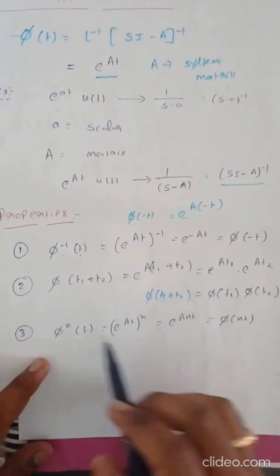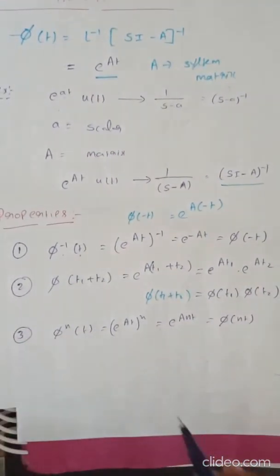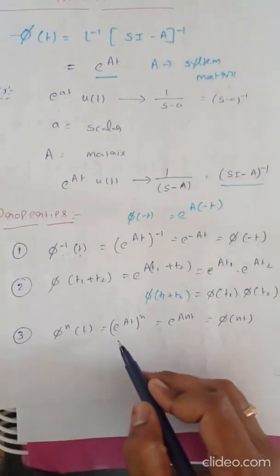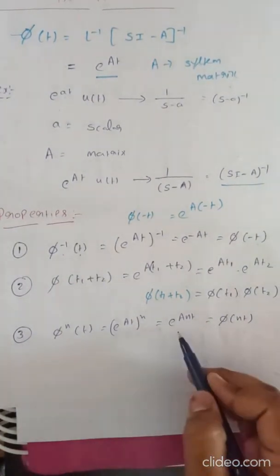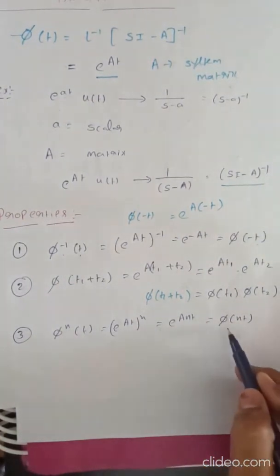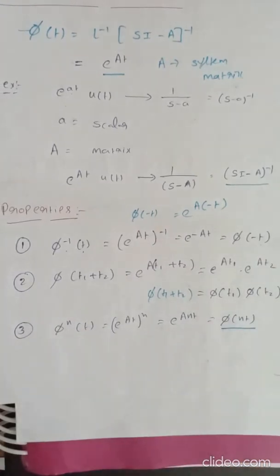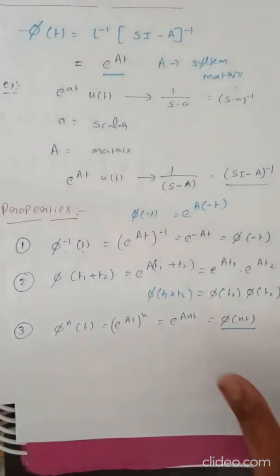And also if you do the squares or some n power, pi power nt, that is equal to e power at whole power n, that is equal to e power ant, that's also represented with the pi of nt. These are the three main properties of the state transition matrix.